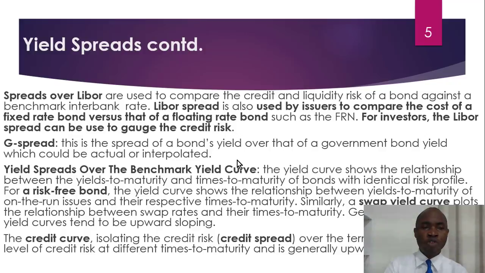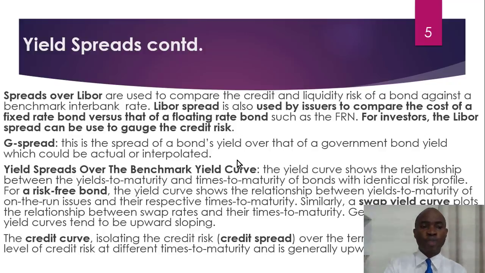Now, there's also what we call spread over LIBOR. These are used to compute the credit and liquidity risk of a bond against a benchmark interbank rate. Now, LIBOR spread is also used by issuers to compare the cost of a fixed rate bond compared to that of a floating rate bond. Now, for investors, the LIBOR spread can be used to gauge the level of credit risk.